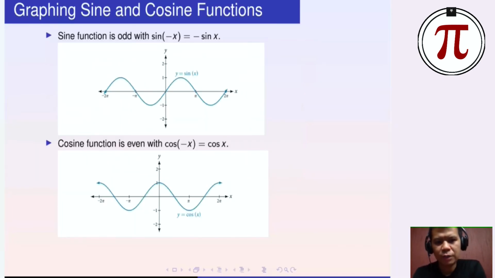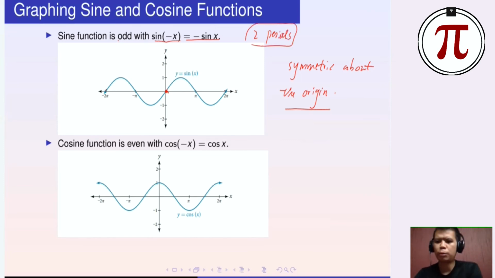The sine function is odd because if you take two periods, from negative 2 pi to 0 and 0 to 2 pi, you see that it's symmetric about the origin. Symmetric about the origin, so we know that it is odd. So we have two periods of the function.